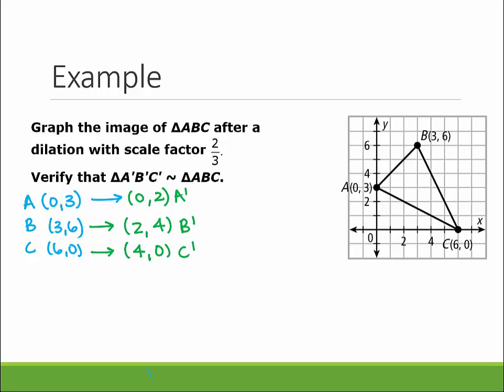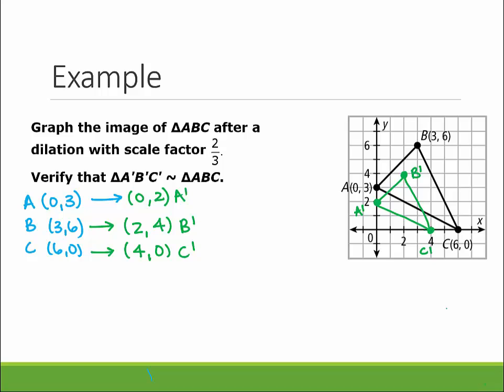So then all we have to do is plot these. 0, 2, this is my new A. 2, 4, this is my new B. And 4, 0, that's my new C. So here is my image, the green triangle here. And if you look, it got a little smaller. It also moved closer to 0, and that happens if it doesn't share a common point at 0, 0.